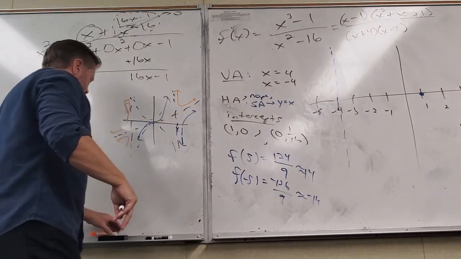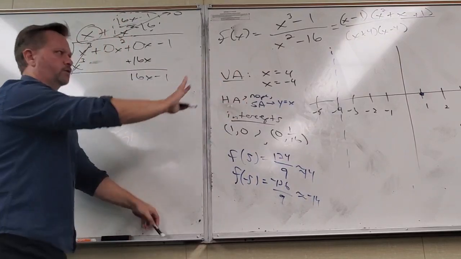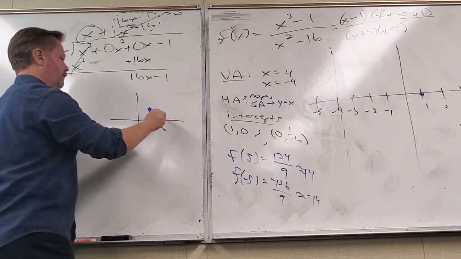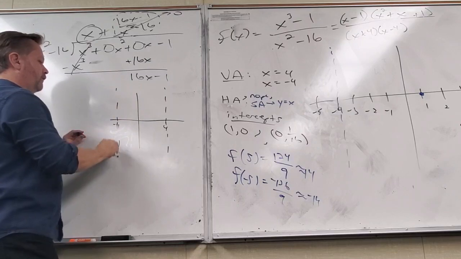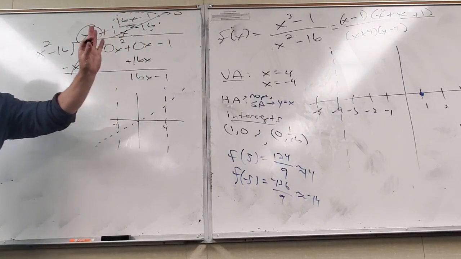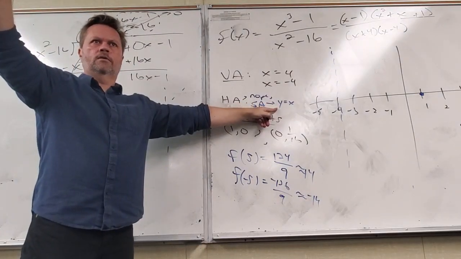So again, let me try this again. I'm going to graph this one again. What I'm doing over here is just a rough sketch, just to get a feel of things. So I know I have an asymptote at 4, and an asymptote at -4, and eventually I'm going to have a y equals x asymptote. Y equals x is a slant asymptote. Is that all right?